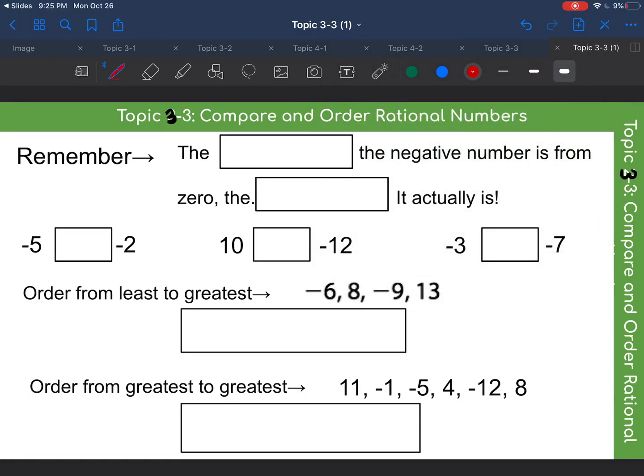Hello, sixth graders. So today we're going to continue talking about rational numbers. Before we even start, I want to go over the vocab of rational numbers and integers. An integer is a counting number, its opposite, and 0. So that includes 1, 2, 3, -1, -2, -3, 0, and so on. It does not include fractions or decimals.